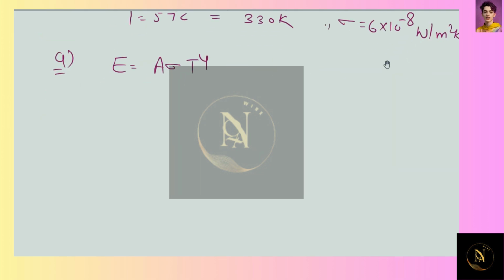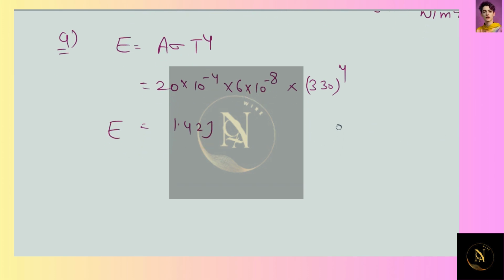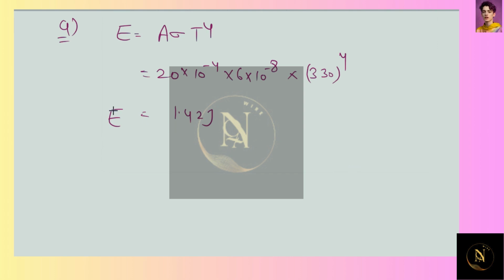Now put all the data in this equation. So this is 20 into 10 to the power minus 4 into 6 into 10 to the power minus 8 into 332 to the power 4. After solving this we get 1.42 joule. So this is the amount of radiation that is falling on this sphere per second of time.